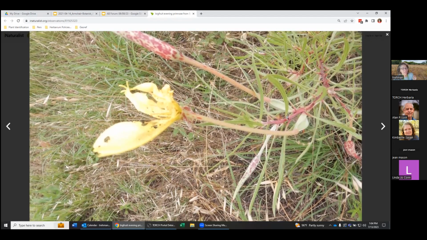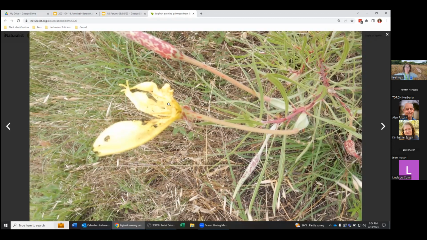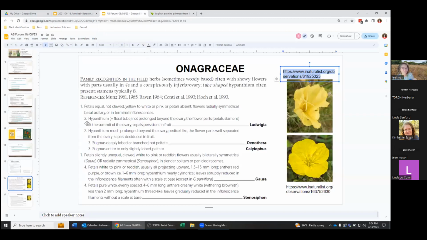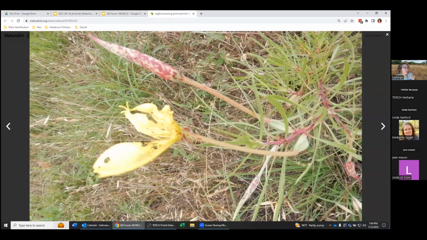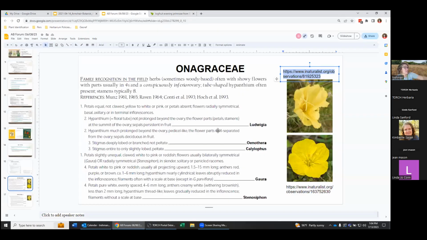So would you say that your ovary and then your petals and your other floral parts are far removed from one another? Yes. Okay, thank you for the yes, whoever said that. I would agree. Oh, that was Linda, I think. So thank you, Linda. So I would say that yes, my hypanthium is much prolonged beyond the ovary. It's stalk-like, pedicel-like. So here it looks like a stalk, like a pedicel holding up that flower. The flower parts are well separated from the ovary. The sepals are deciduous in fruit.